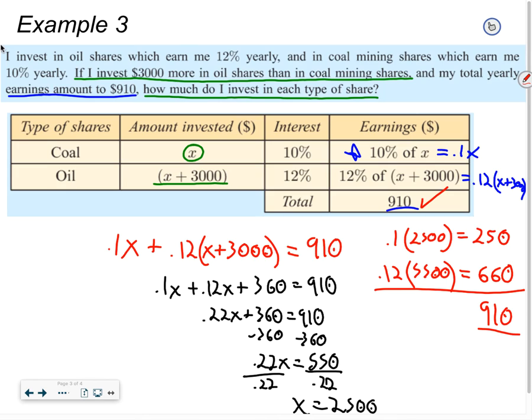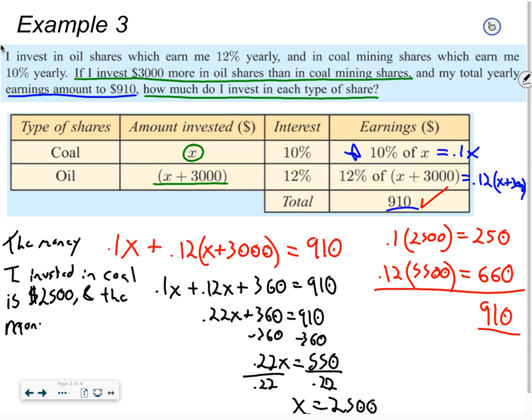Checked, verified my solution. So now I'm going to write my sentence: the money I invested in coal is $2,500, and the money invested in oil is 3,000 more than that, so that ended up being $5,500. Okay, so that would be my final answer there.